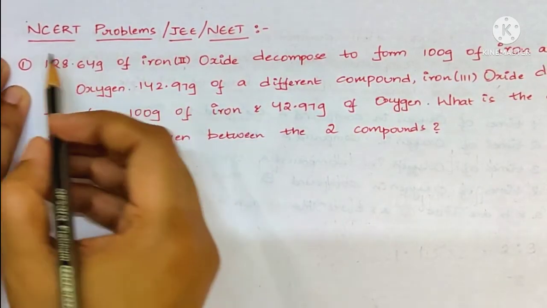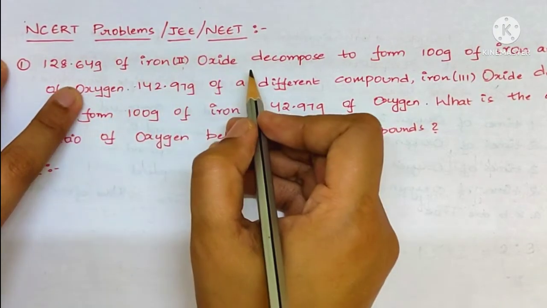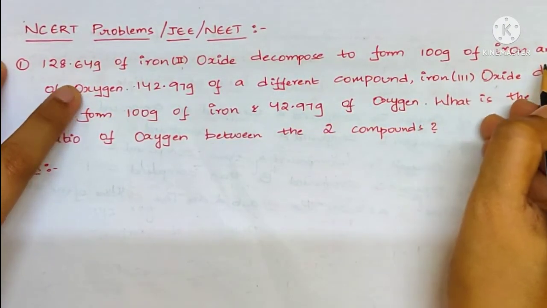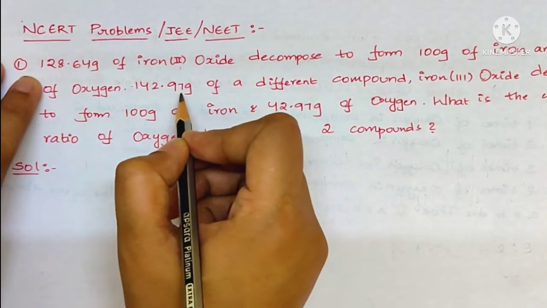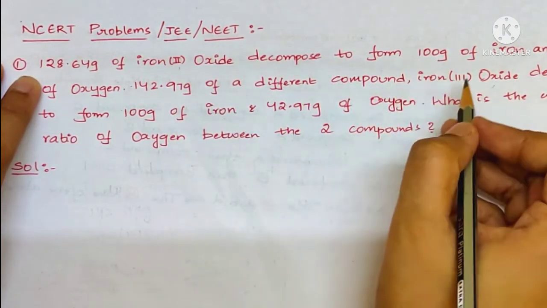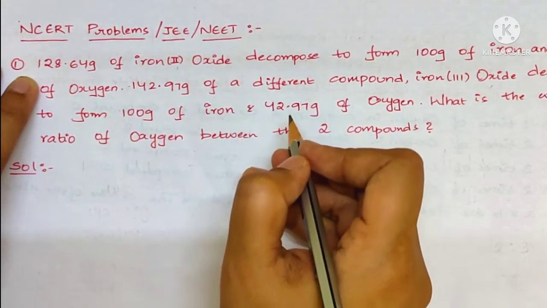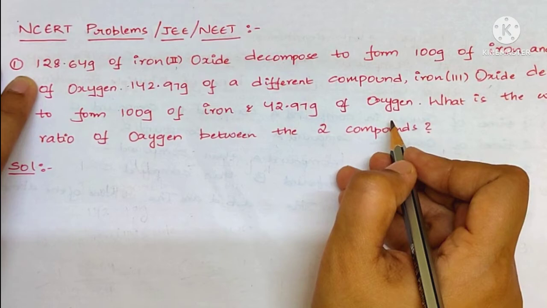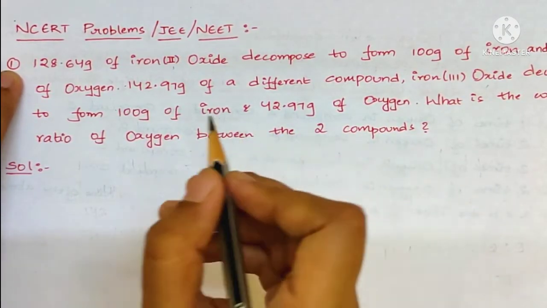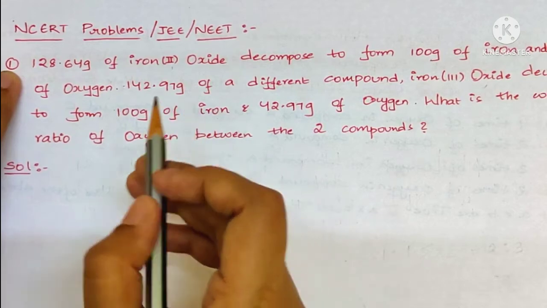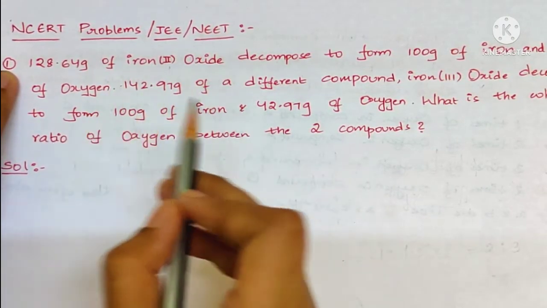Okay, students. Here, the first question is: 128.64 grams of iron 2 oxide decomposed to form 100 grams of iron and 28.64 grams of oxygen. 142.97 grams of a different compound, iron 3 oxide, decomposed to form 100 grams of iron and 42.97 grams of oxygen. What is the whole number ratio of oxygen between the two compounds? Okay, students, don't get tensed after seeing the question. First, try to understand each and every point in the question.